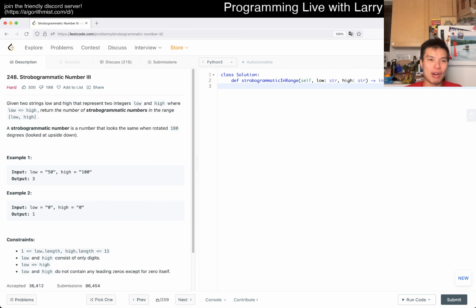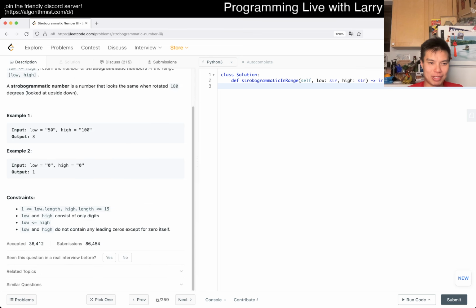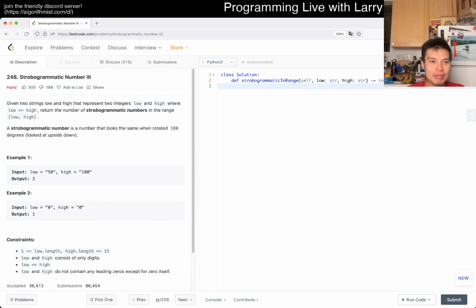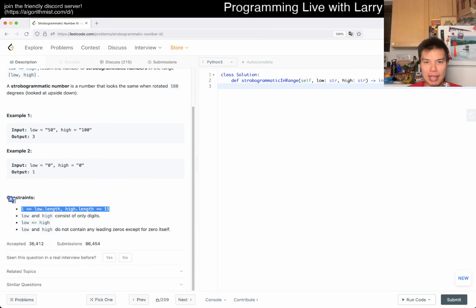All right, let's take a look at today's poem, 248. We do get a hard one today: Strobogrammatic Number 3. Did we do Strobogrammatic Number 1 or 2? I don't know. All right, given two strings low and high, representing two integers, where low is less than or equal to high, return the number of strobogrammatic numbers in the range of low and high. A strobogrammatic number is a number that looks the same when rotated 180 degrees. It has up to 15 digits, which is not that bad.